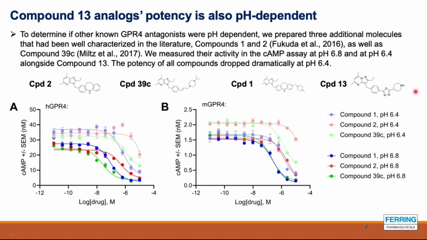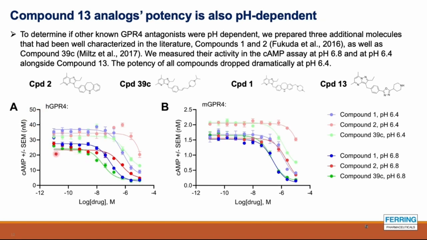The reason behind this was mostly because compound 13 had, you can see here, a basic amine that could potentially be protonated in low pH condition, which could affect its affinity and potency on the receptors. So we profiled those 3 analogs at both human and mouse GPR4 in the same cyclic AMP assay that I showed you before. And you can see that we observe the same thing.